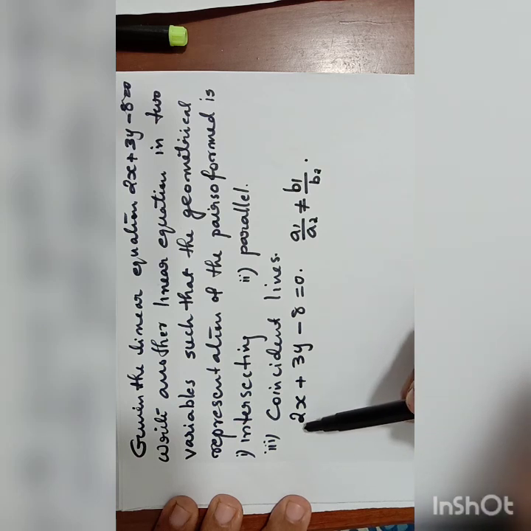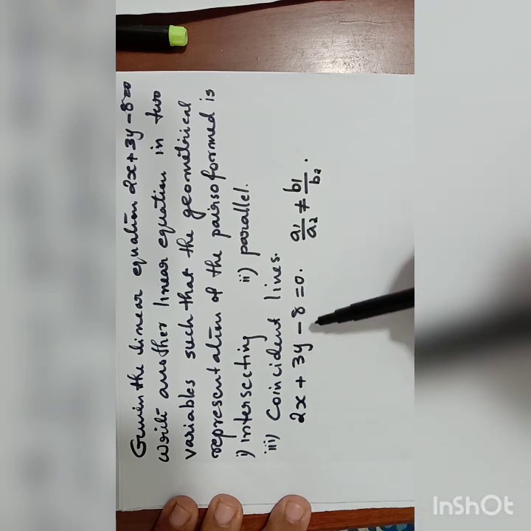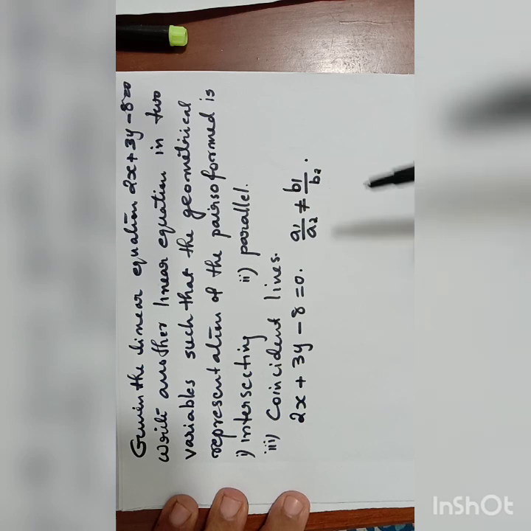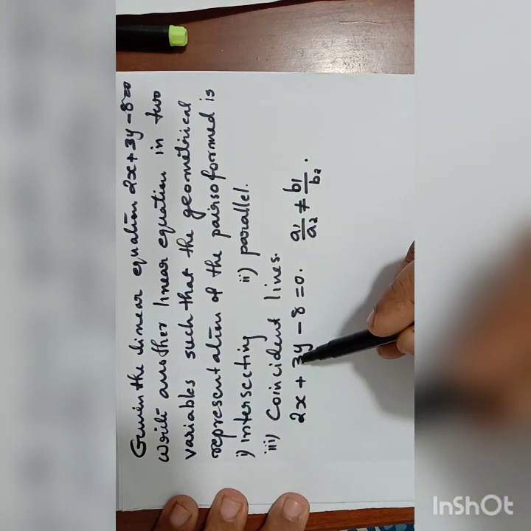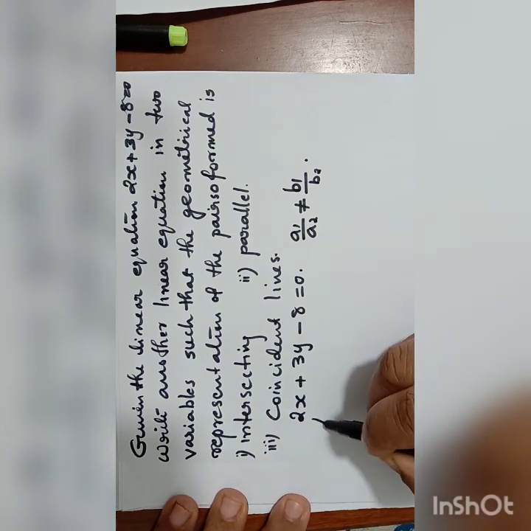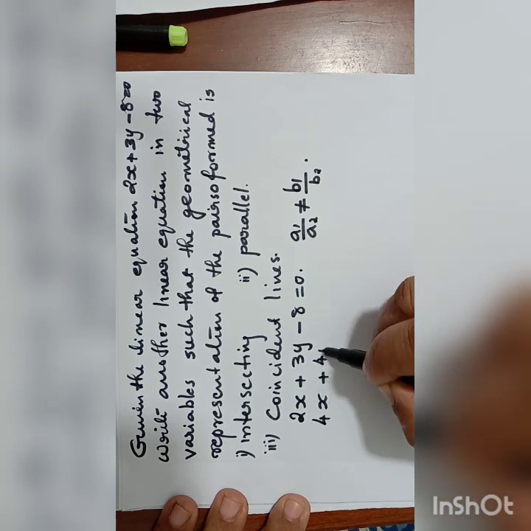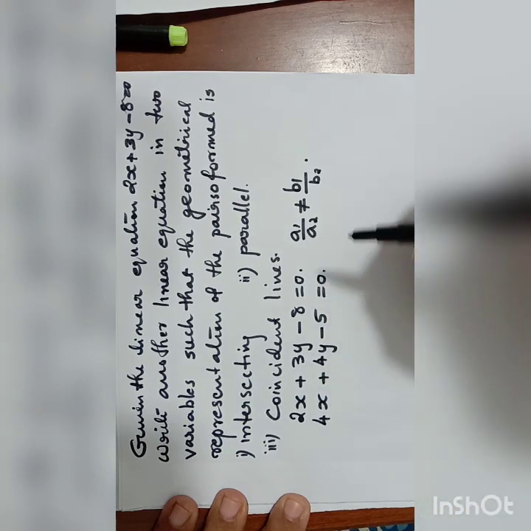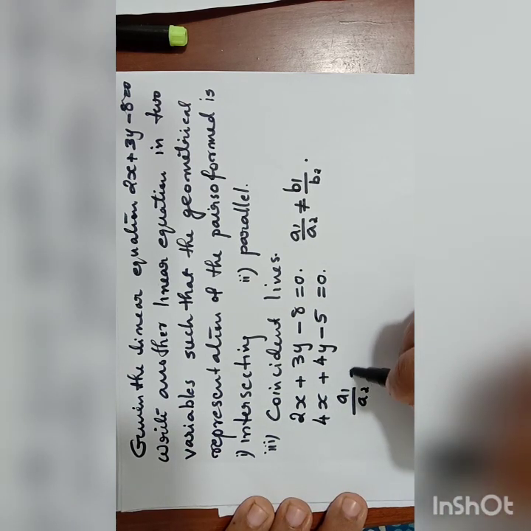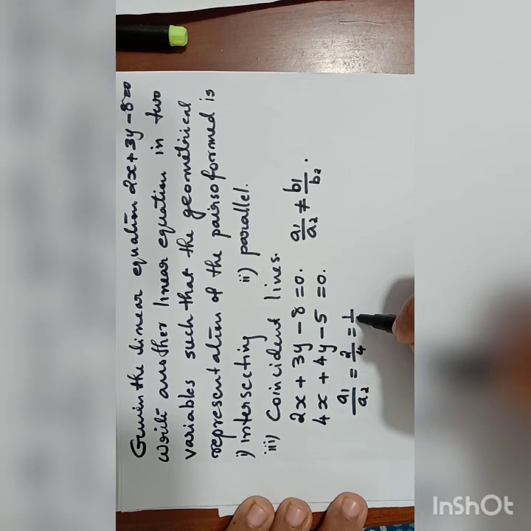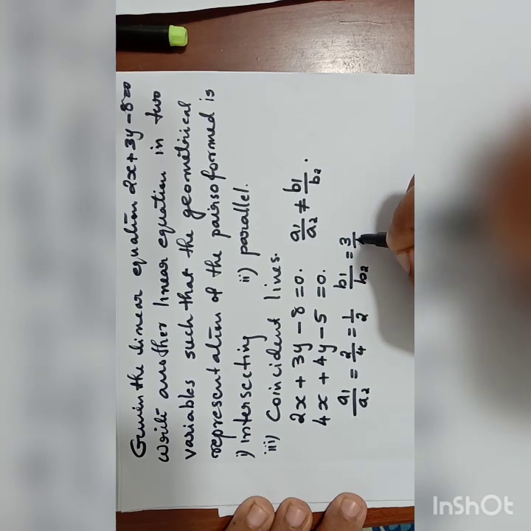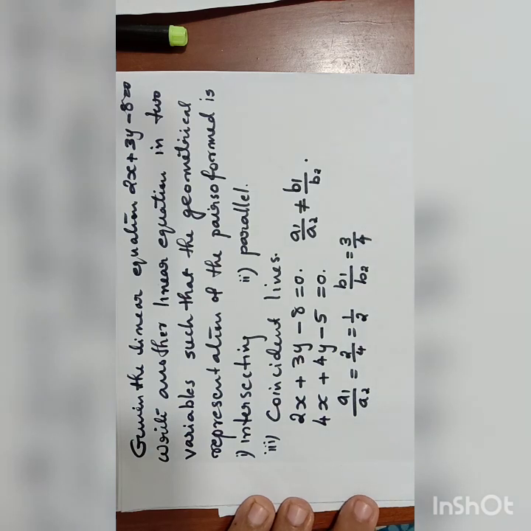Here we have a1 2, b1 3, and we don't need to mind this c1 for intersecting lines. So unique solution we need. This is the condition. So we can change any one of these. For example, if we give it as 4x plus 4y minus 5, just as an example I have written. Here you can see a1, a2. a1 by a2 is equal to 2 by 4, 1 by 2. And b1 by b2 equal to 3 by 4. Here you can see 1 by 2 is not equal to 3 by 4.